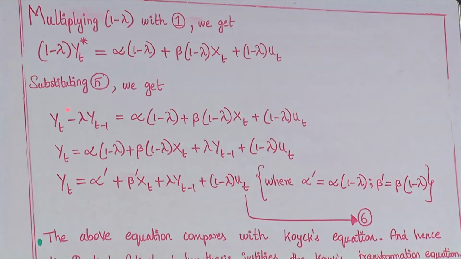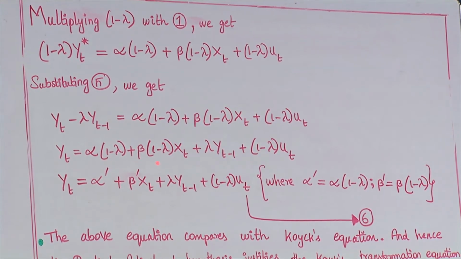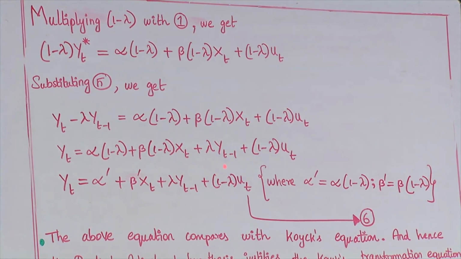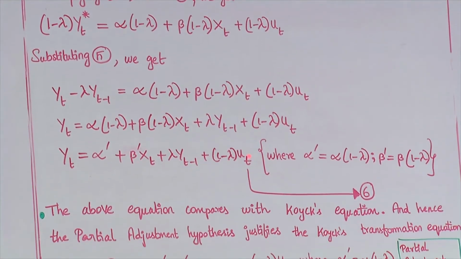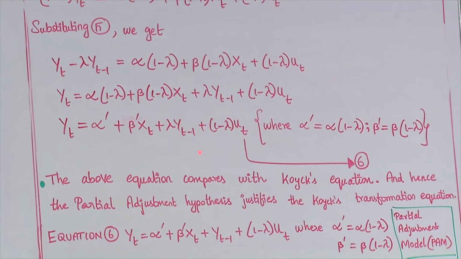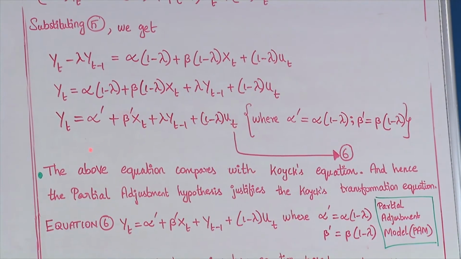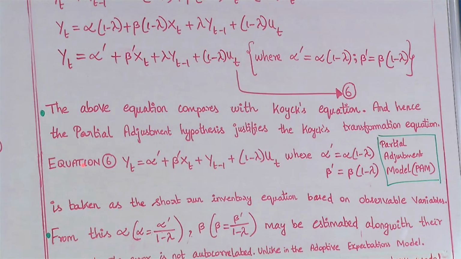Now we take the term lambda yt minus 1 to the right hand side. So we get yt is equal to alpha into 1 minus lambda plus beta 1 minus lambda xt plus lambda yt minus 1 plus 1 minus lambda ut. With simplified notation, this may be written as yt is equal to alpha dash plus beta dash xt plus lambda yt minus 1 plus 1 minus lambda ut, where alpha dash is equal to alpha into 1 minus lambda, and beta dash is equal to beta into 1 minus lambda. We are just simplifying the notation, nothing else. Let us take this as equation 6.